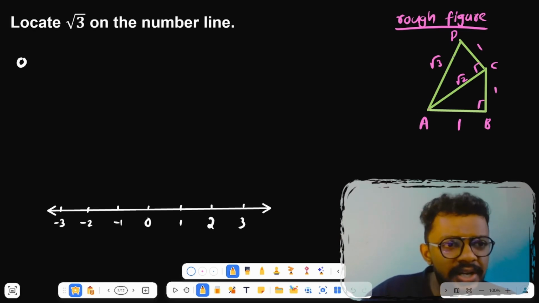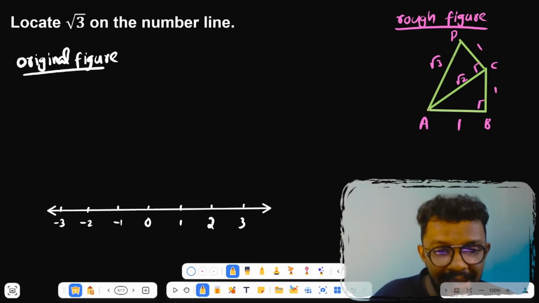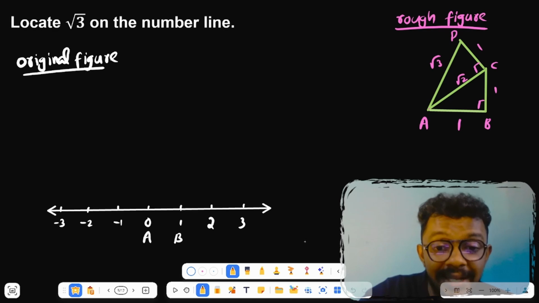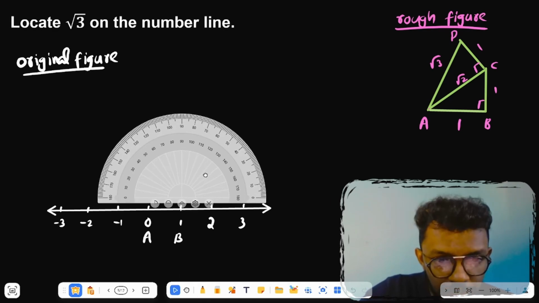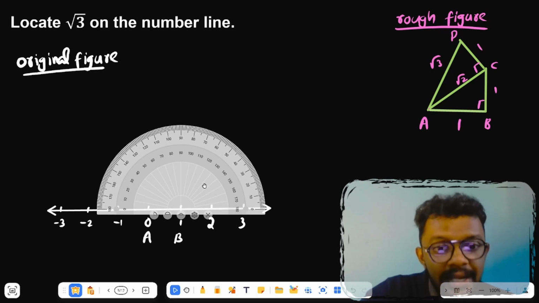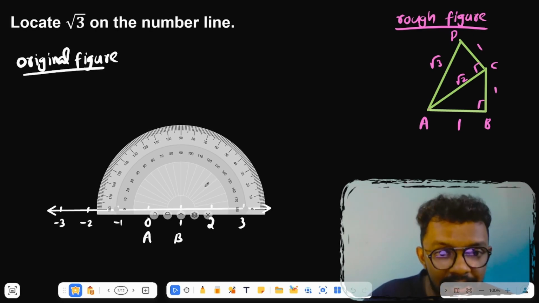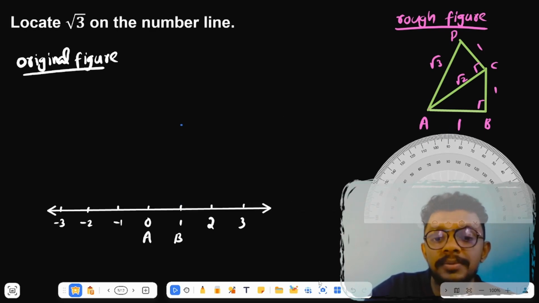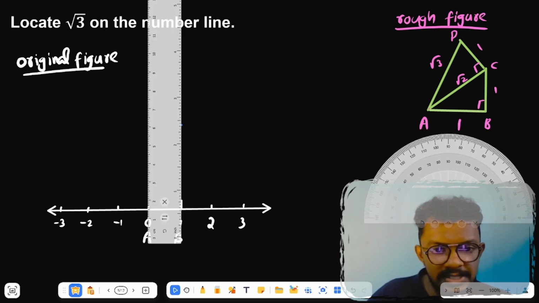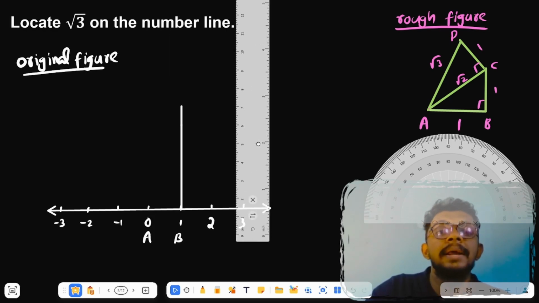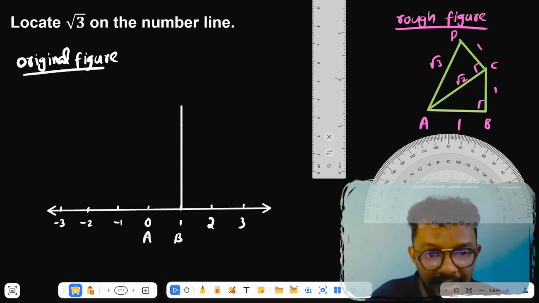So what is the original figure? A is at 0, B is at 1. So I need a 90 degree angle. What will I do? I will take my protractor. The midpoint of the protractor is at the point where we need the angle. So mark 90 degrees. Done that. It's time to draw them using a ruler. Okay, this is how it's done. I have drawn 90 degrees now.